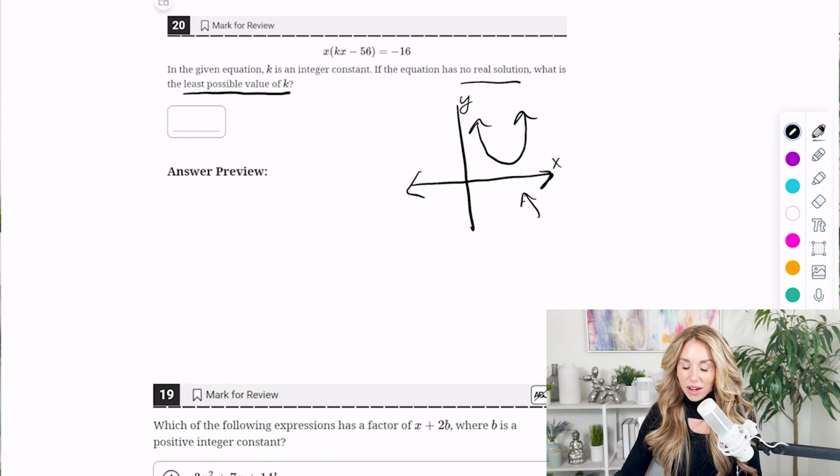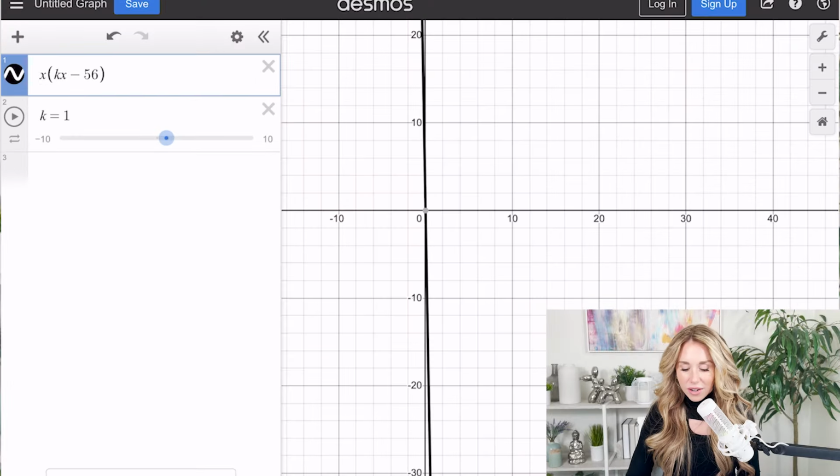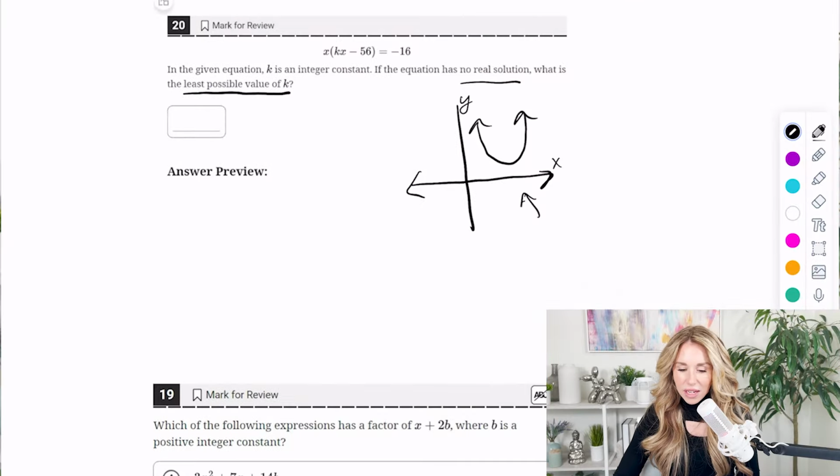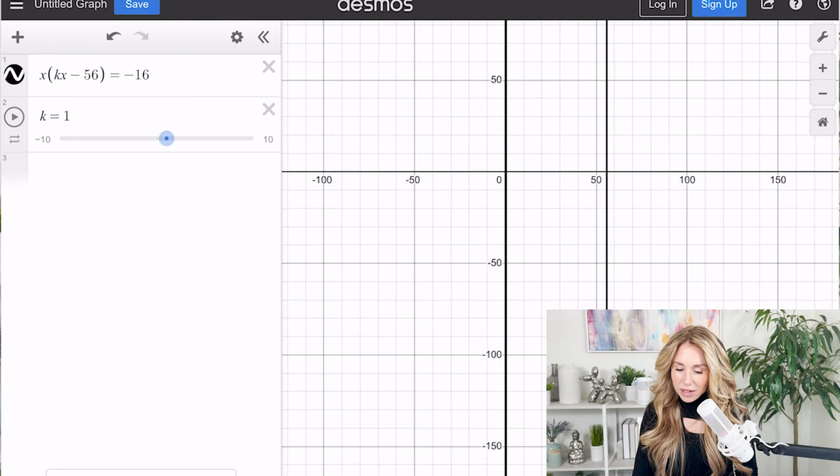And so let's find out what the least possible value of K is. So we're going to have x times kx minus 56. And I'm going to add my slider K. And then they tell us that E equals negative 16. Okay, well, what happens when we put an equal sign?